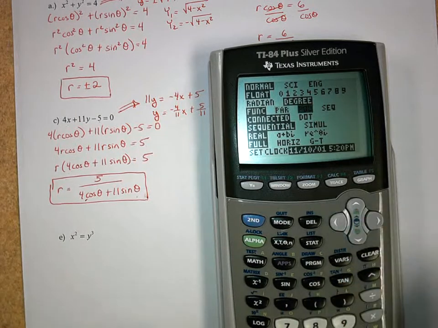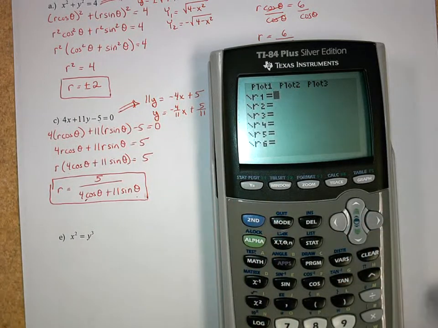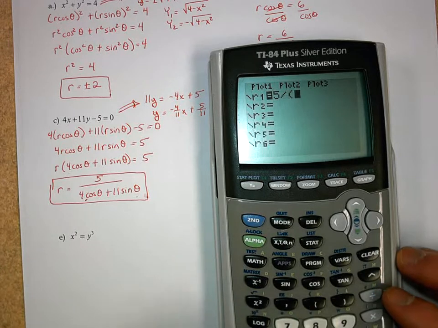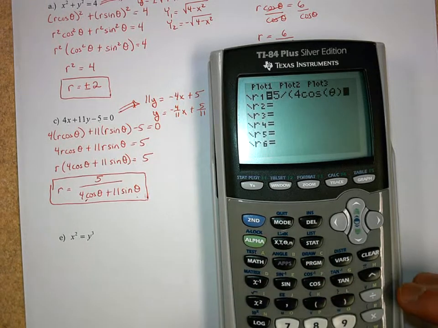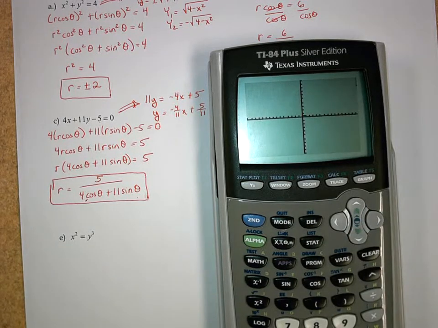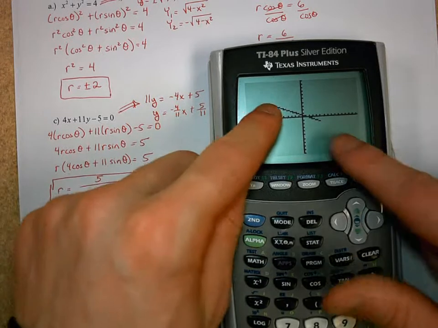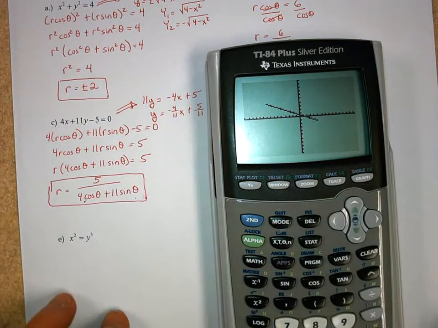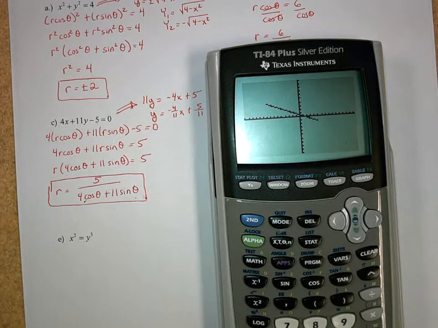I convert to polar form, and I'll put in 5 divided by 4 cosine of theta plus 11 sine of theta. And you can see I get the same picture there. Now we're going to talk about restricting polar form, so that's why the line doesn't go on forever in both directions. But you can see right there I've got the negative slope of 4 elevenths and it goes through the point 5 elevenths. So I've got the same picture there. So those two are equivalent.